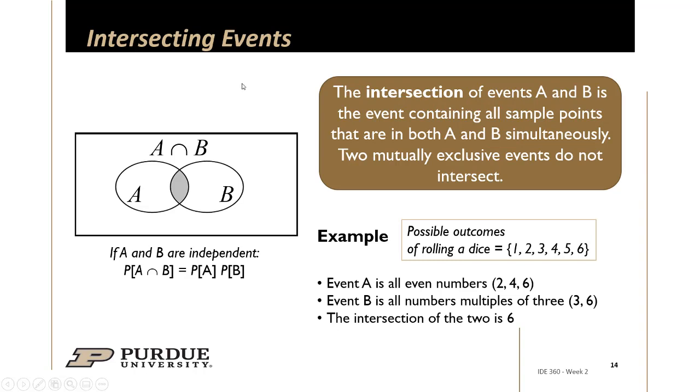Then intersecting events. The intersection is basically all the sample points that are in both events simultaneously, like this gray area here, and is denoted by that inverted U. And if they are independent, the probability of that intersection is actually the product of those two probabilities. Like, for example, if we have that the event A is that I get an even number from rolling a dice, my possibilities are 2, 4, and 6. And if I have event B, that is all numbers multiples of 3, which is 3 and 6, then the intersection of those two groups is 6 only.